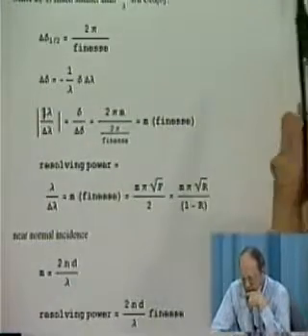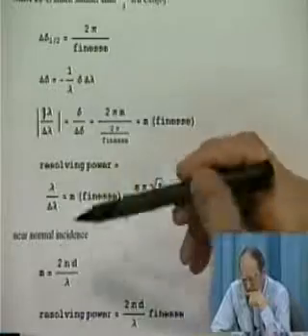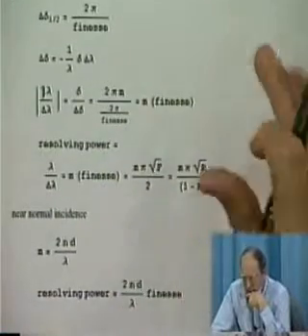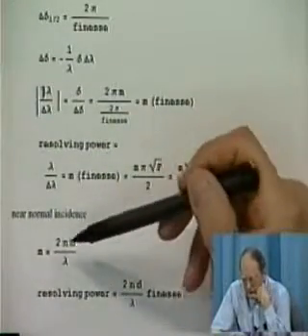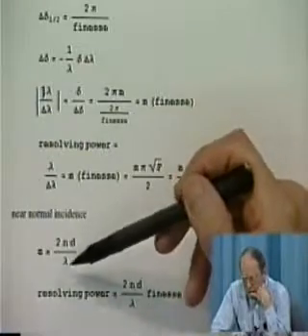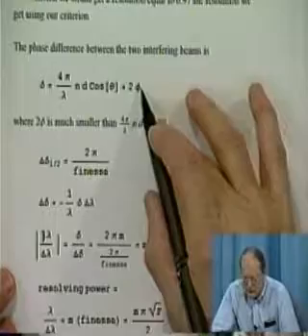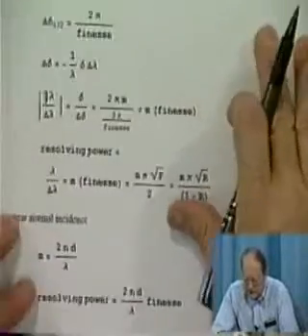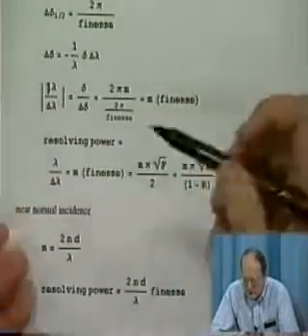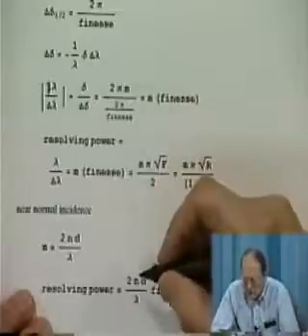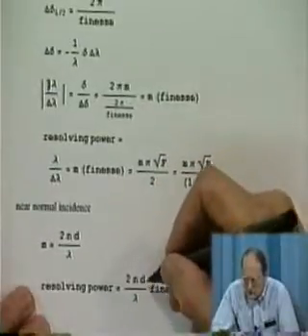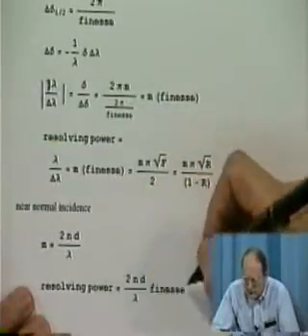So that's our resolving power. And if we go near normal incidence, I don't have to worry about cosine theta. M is about 2nd over lambda. And again, this guy is small compared to here. So we can say m is about 2nd over lambda. And so the resolving power is 2nd over lambda times the finesse.